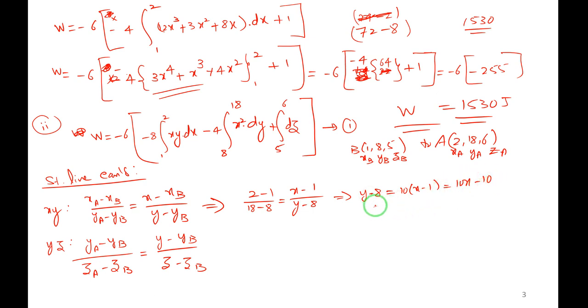So if I want y, from this y is equal to 10x as it is minus 10 plus 8, so minus 2, right? Minus 10 plus 8 is minus 2. So this is the y equal to mx plus c. This is the first straight line equation.